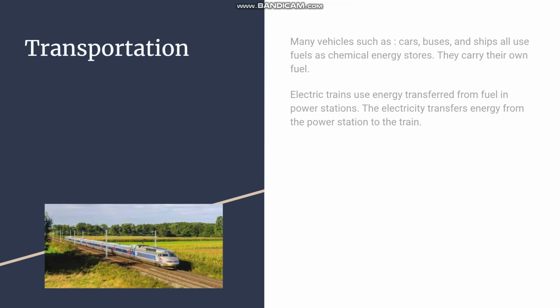Transportation. Many vehicles, such as cars, buses, and ships, all use fuels as chemical energy stores. They carry their own fuel. Electric trains use energy transferred from the fuel in power stations. The electricity transfers energy from the power station to the train. As you can see, there's a diagram of a train and power stations, and energy is transferred from the fuel in the power stations to the electric trains.